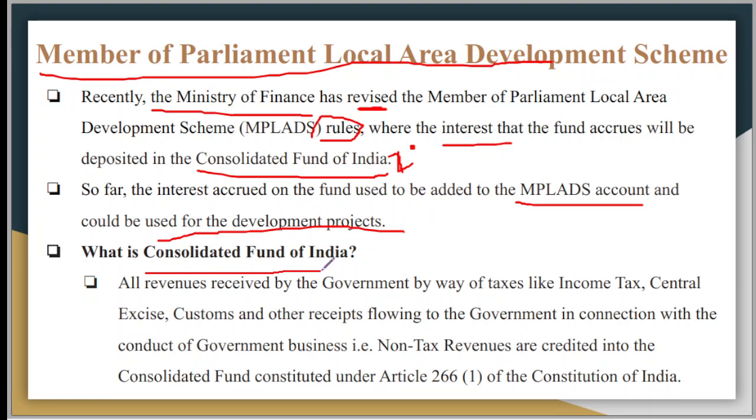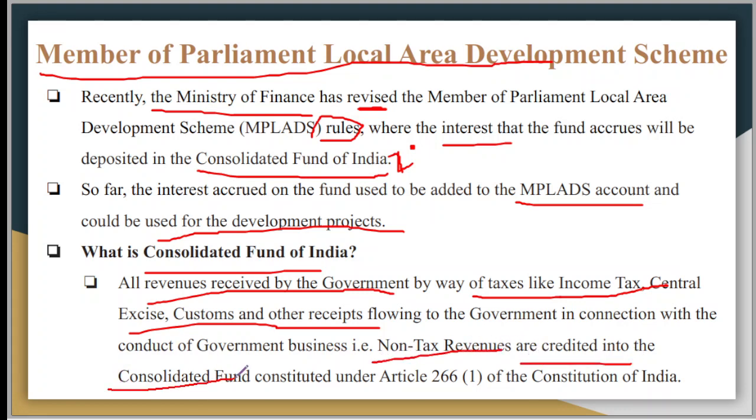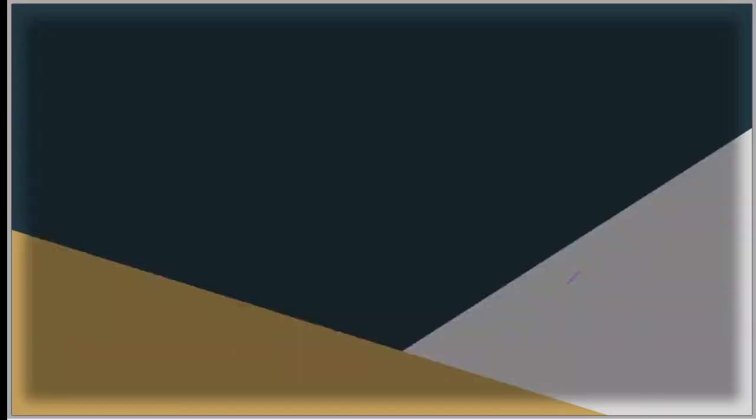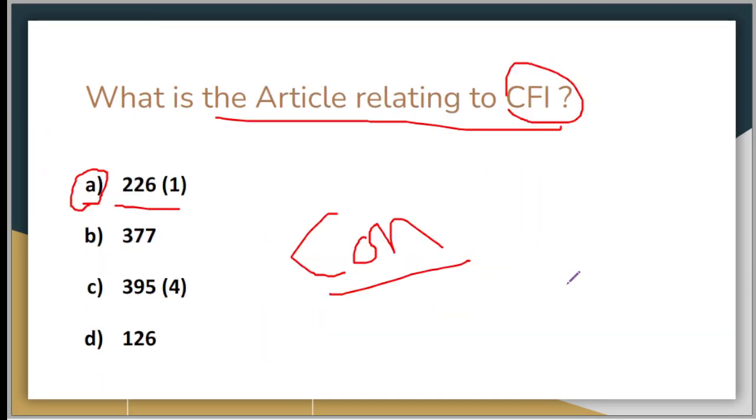So what is the Consolidated Fund of India? All revenues received by the Government of India by way of tax, like income tax, central excise, customs, and other receipts flowing to the government in connection with the conduct of government business, that is non-tax revenue, are credited into the Consolidated Fund constituted under Article 266. I'm sorry, it was not 226, it was 266. Article 266 clause 1 of the Constitution of India. Also, I am sorry here, it is not Article 226, it is Article 266. So sorry for this.